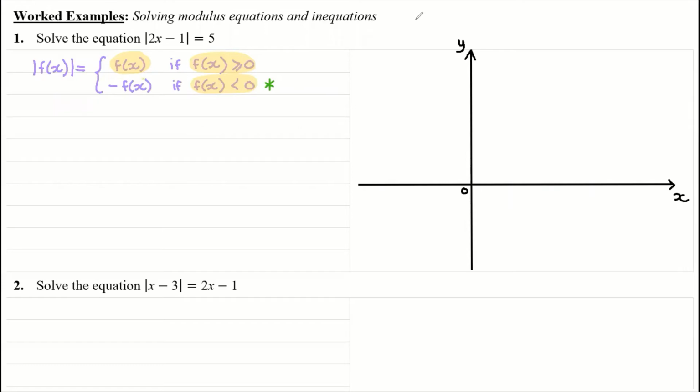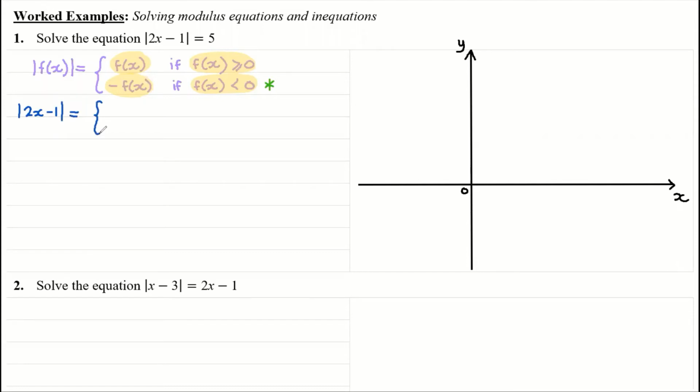So we have to multiply our f of x by -1 to create those positive values. Now, in the context of this question, we're looking at the modulus of 2x subtract 1. And we'll see this materialize on the sketch in a moment. If I take the modulus of 2x subtract 1, this is equal to this piecewise function.